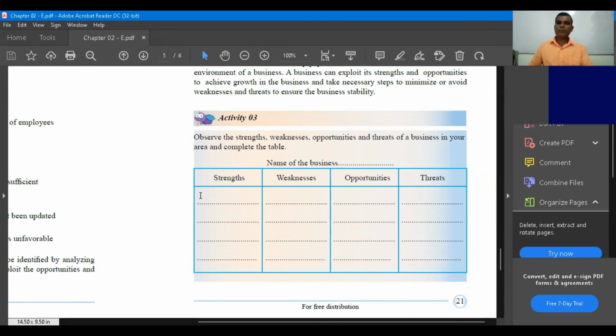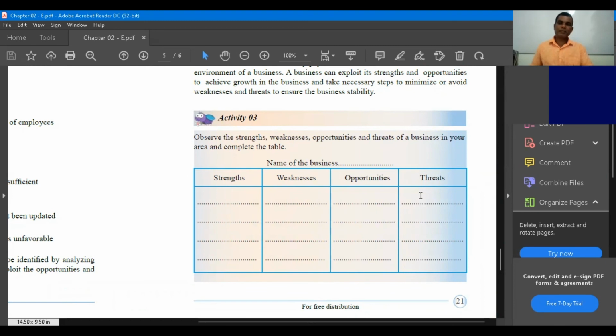Understand? Now, for example, you have selected a hospital. Strength: availability of needed medical items, availability of qualified doctors. Weakness: non-availability of enough space for patients. Opportunity: situated in the heart of town. Threats: having competitors like Set 7, having high competitors.